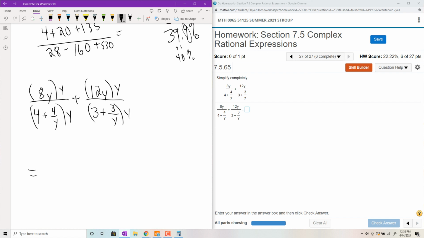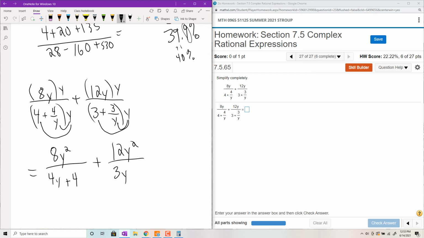Okay, so in the first guy, I'll have in the numerator 8y times y is 8y squared. Down here, 4 times y, and then y times 4 over y will just be 4. The y's will cancel, and then plus 12y squared all over, so y times 3 is 3y, and then y times 3 over y will just leave me with a 3.